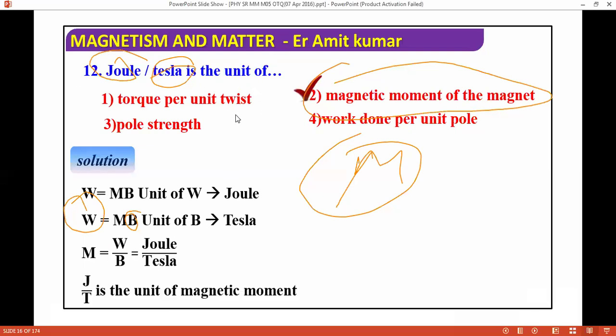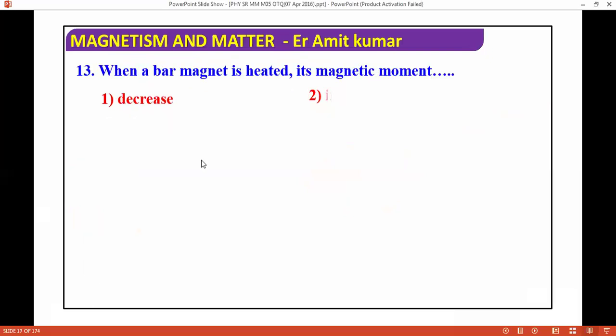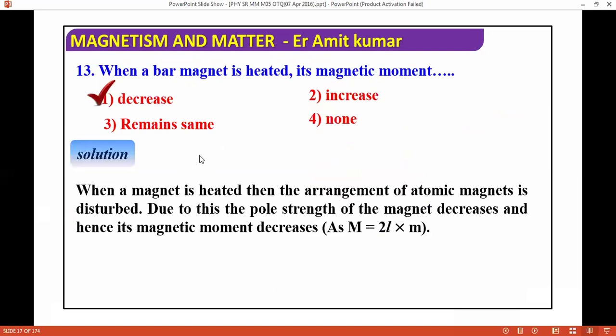So it's the magnetic moment of the magnet. Okay, next question we are moving on. These are conceptual questions; if you know the concept, only then can you do this question. Next question: when a bar magnet is heated, its magnetic moment. These are very easy, board examination based questions. Basic understanding is required for solving this question. So we are talking about when a bar magnet is heated.